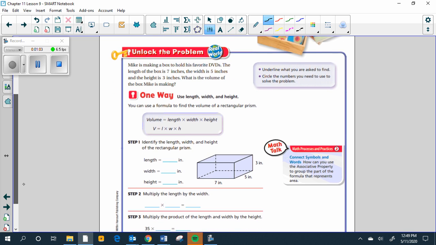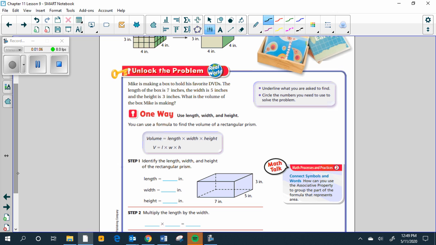Let's unlock the problem together. Mike is making a box to hold his favorite DVDs. The length of the box is 7 inches, the width is 5 inches, and the height is 3 inches. What is the volume of the box Mike is making? Go ahead and pause the video as you mark the items from the purple box.